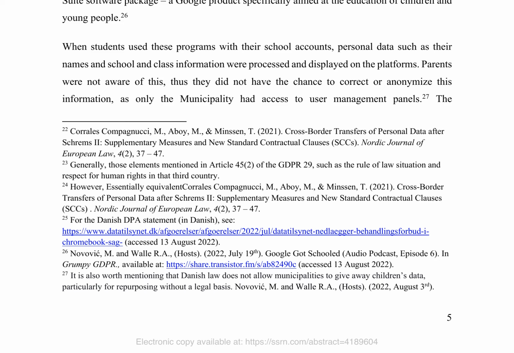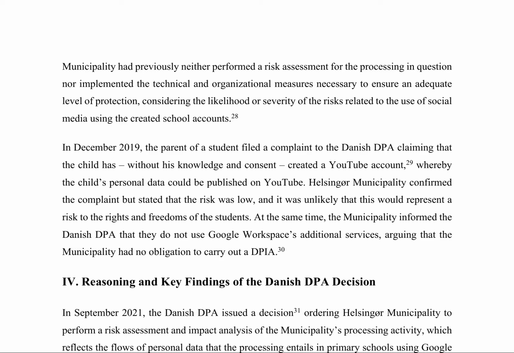In the context of the Danish Data Protection Authority (DPA) decision, the use of Google Chromebooks and Workspace in Danish schools raised concerns about personal data processing. Specifically, the Helsingor Municipality case involved students using Google Apps and later Google Chromebooks and Workspace, granting access to programs like Gmail and YouTube without parental knowledge or consent. Personal data, including names and school information, were processed and displayed on these platforms.